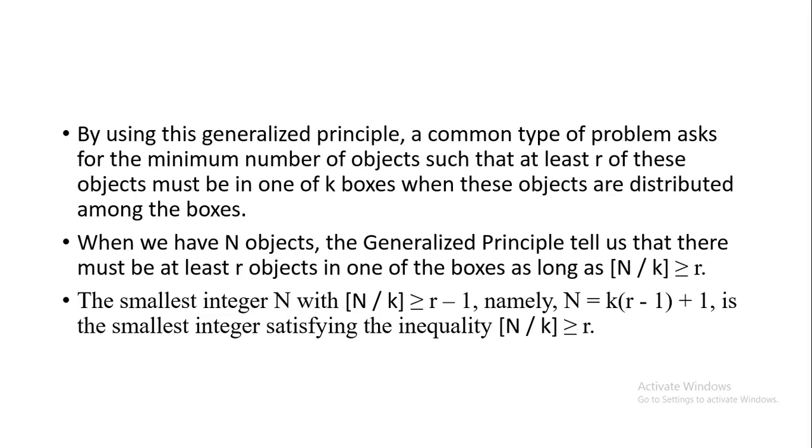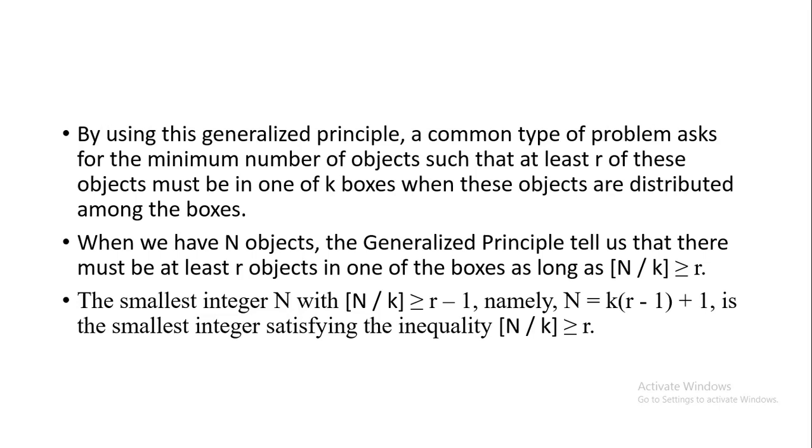So see here, this generalized principle is used for what kind of problem? The problem of finding the minimum number of objects which contains at least r objects in one of the k boxes. To solve this type of problem, we have n objects, and by using this generalized principle, we have to find the boxes such that ⌈n/k⌉ is greater than or equal to r.